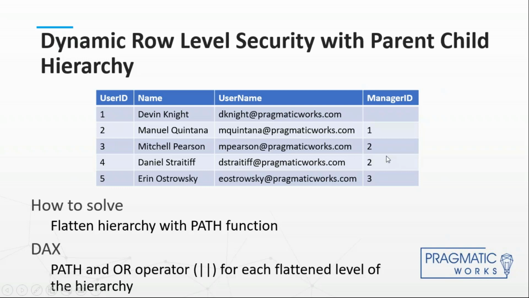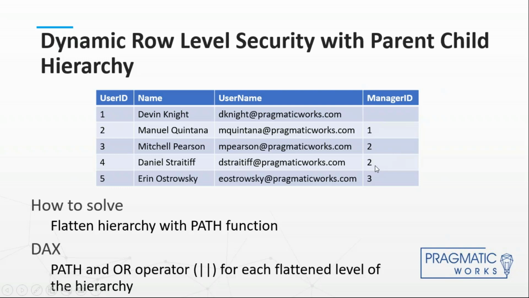So I can see Mitchell has a manager ID of 2. He reports to Manuel. Daniel has a manager ID of 2. He reports to Manuel. Aaron has a manager ID of 3. She reports to Mitchell. Devin does not have a manager ID. He doesn't report to anybody. He's the top of the hierarchy.